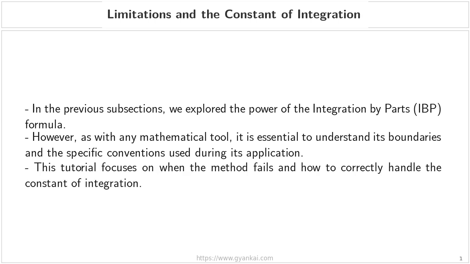This tutorial, specifically, is going to address those limitations. We'll look at examples of integrals where integration by parts just isn't the right approach. And, importantly, we'll clarify exactly how to handle the constant of integration, that little plus c we add at the end, to avoid common mistakes. We'll be building on what we've already learned about IBP, and this understanding will be key as we move forward to more complex integration techniques.